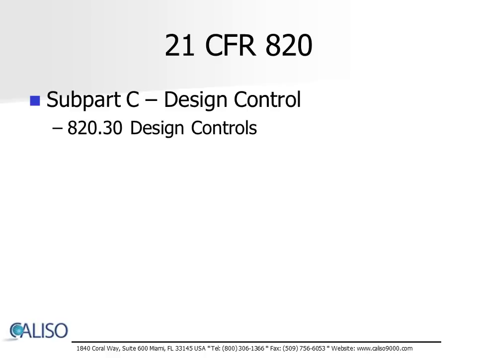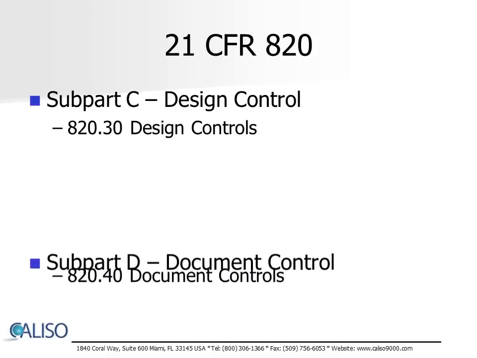Subpart C, Design Control. Each manufacturer of any Class 2 or 3 device, and some Class 1 devices, must maintain procedures to control the design of the device. There are quite a few requirements in this section that must be complied with, 10 to be exact, or the FDA could potentially write the business a warning letter or cause a plant shutdown.